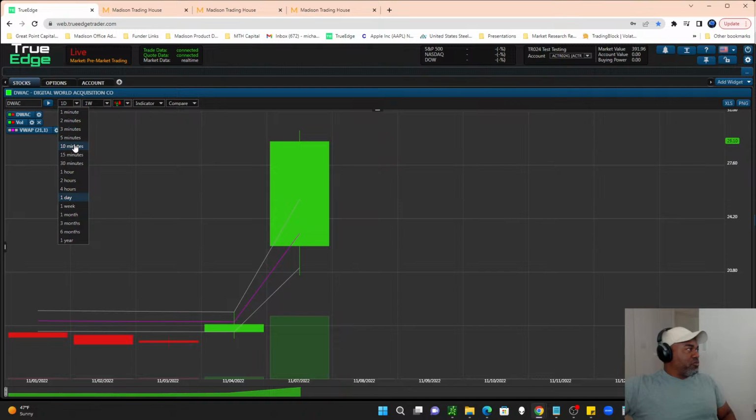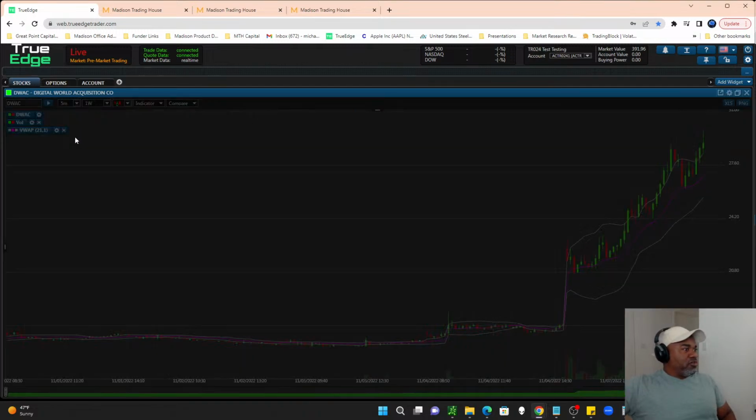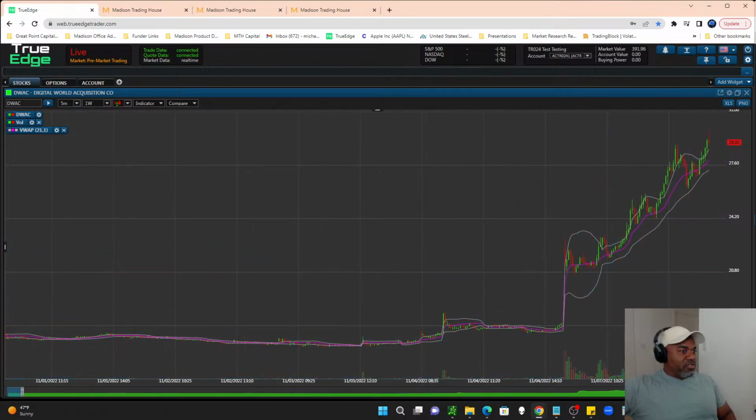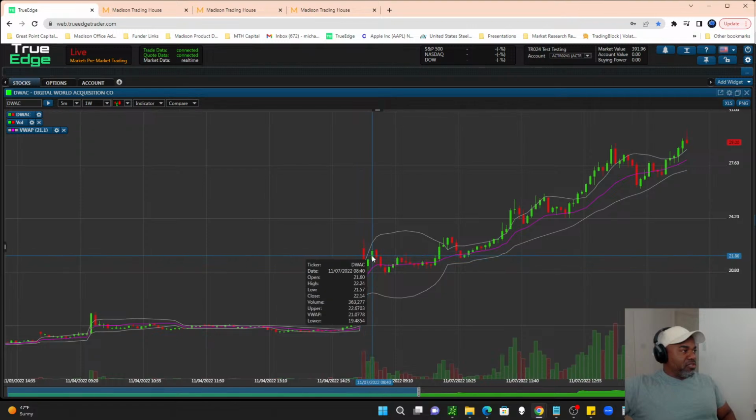I did mention we should watch this at the open. Let me go to a 5-minute view. This one also did a fade first and then a rally second. I did mention to keep an eye on this. It didn't look like it wanted to go anywhere at first, but it did eventually really start to move.